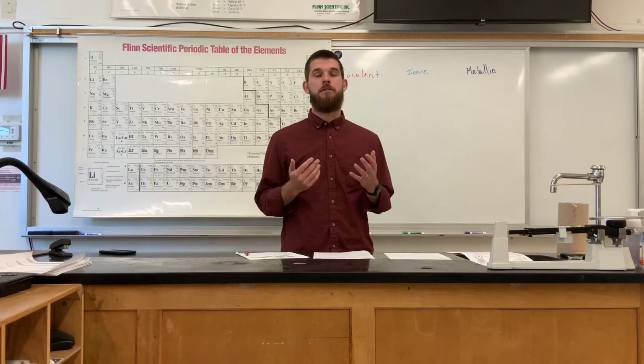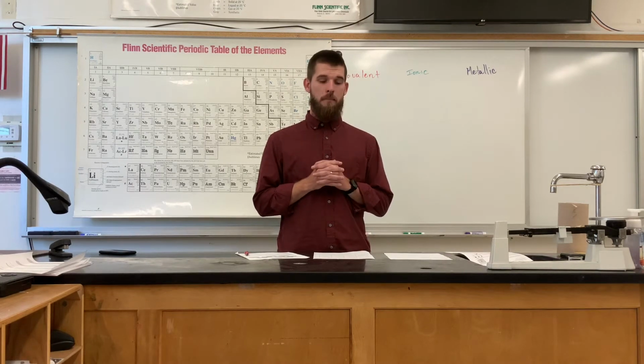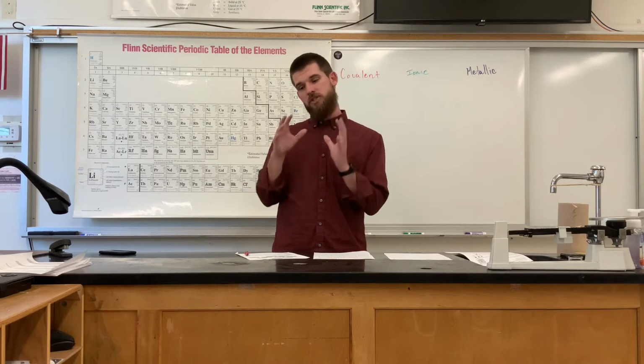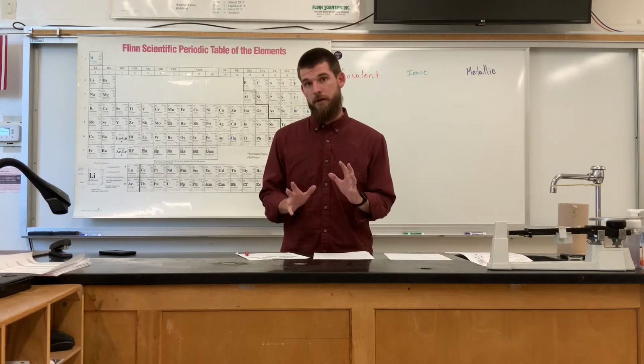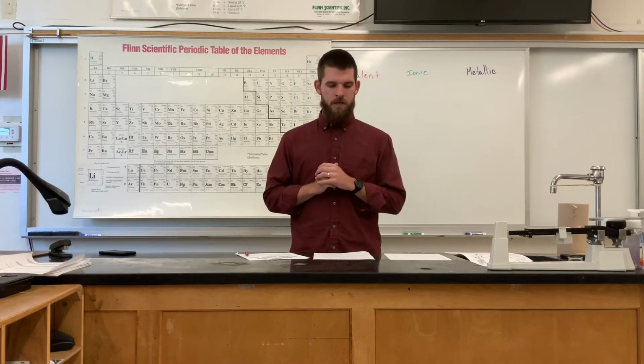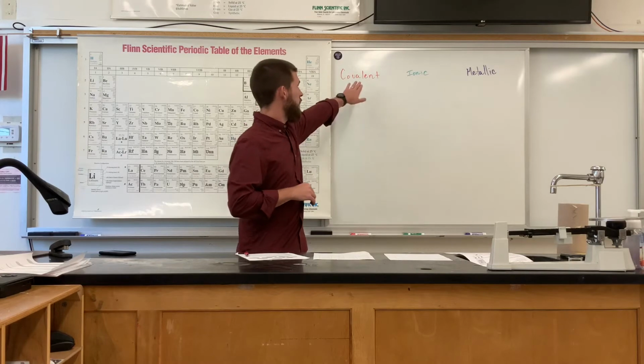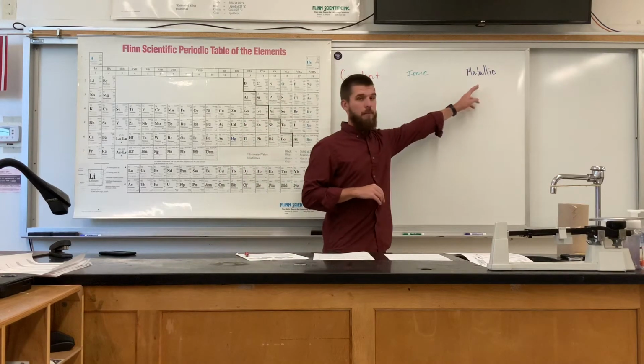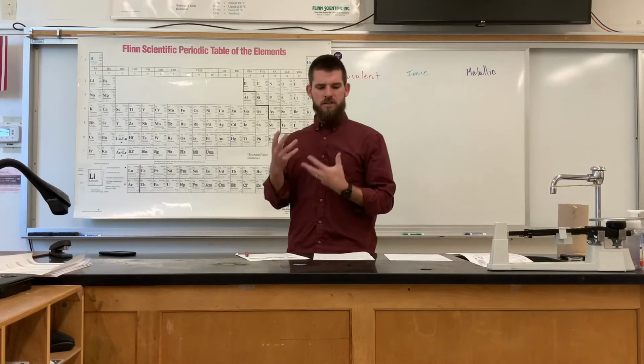Now we just talked about some different categories of matter. Now we're going to talk about some subcategories of compounds, the things that are chemically combined. We have three categories: covalent, ionic, and metallic. And we're going to write down some distinctions.